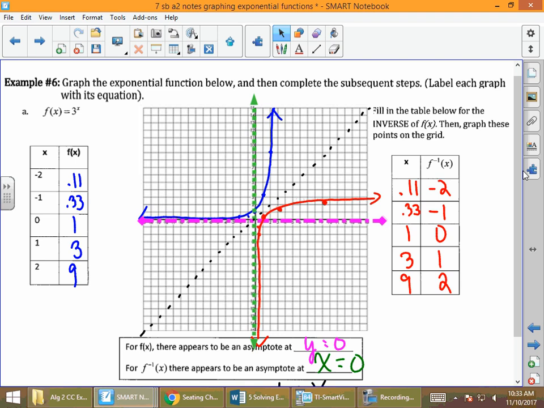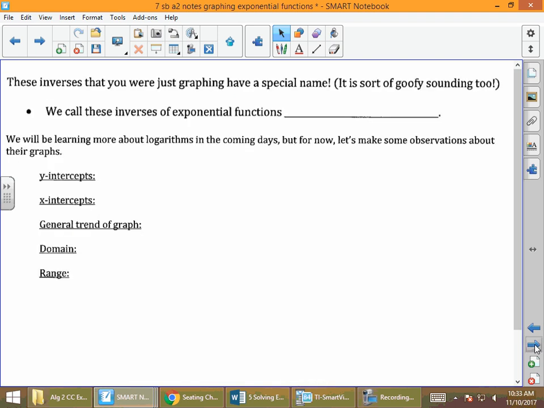So let's see if we can pull this all together and come up with a couple of characteristics of these graphs as we flip our page over. The inverses that we just graphed have a special name, and it's kind of goofy, and sometimes because it's such a long word, people think that it's hard. It's just funny looking, that's all it is. The name of these inverses is called logarithm.